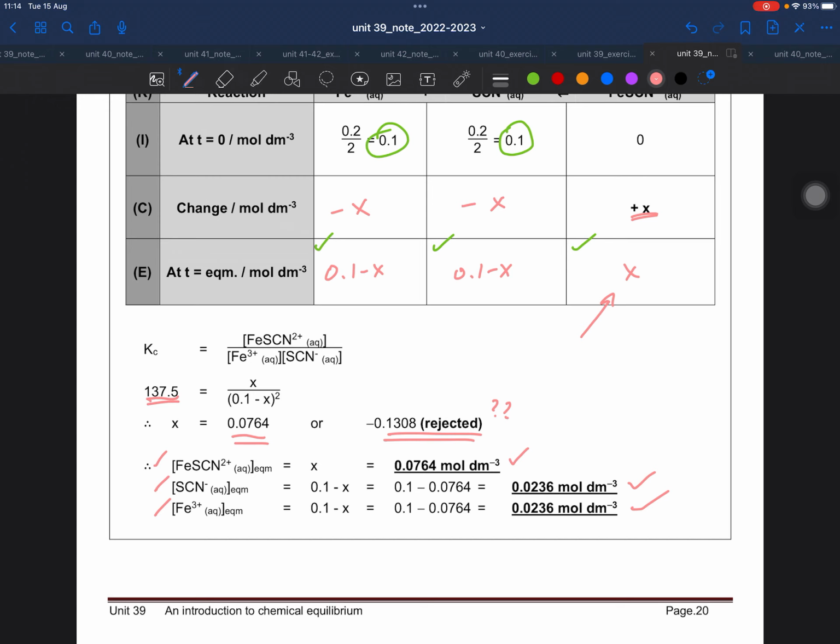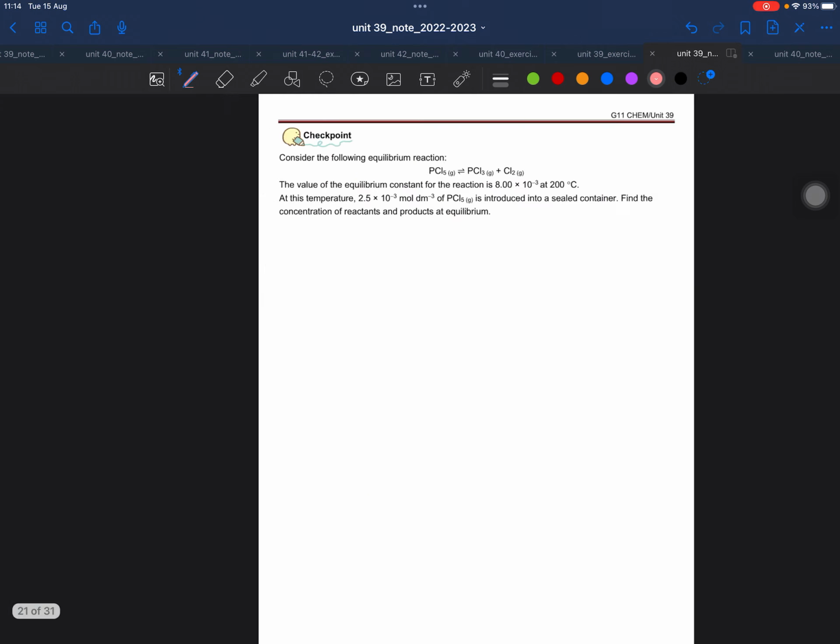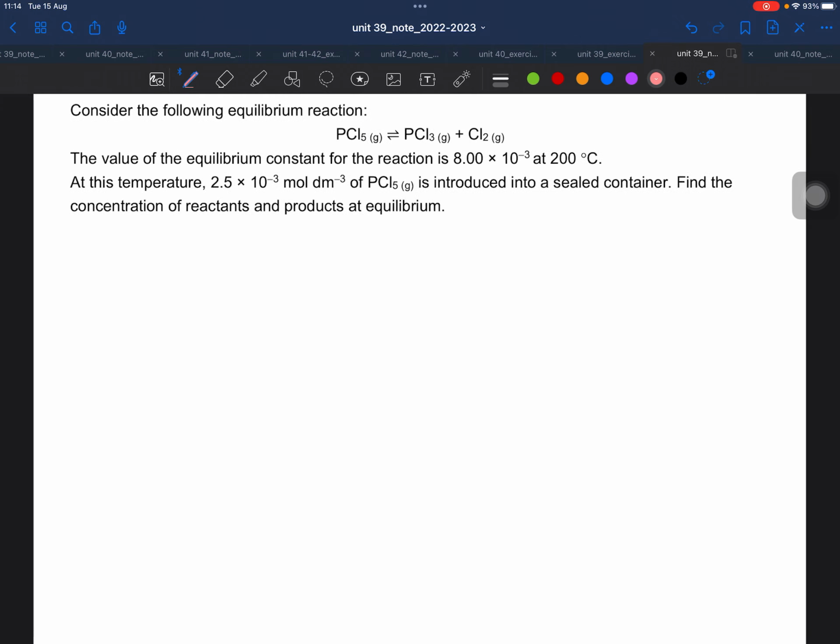Some of you may wonder, is it necessary to reject the negative one every time? No. Sometimes both solutions are positive, so you need to determine which one doesn't make sense. So let's go through our checkpoint. Here it shows. All right, let's finish our job. Pause the video first, try by your own.